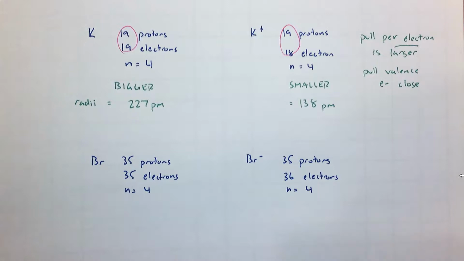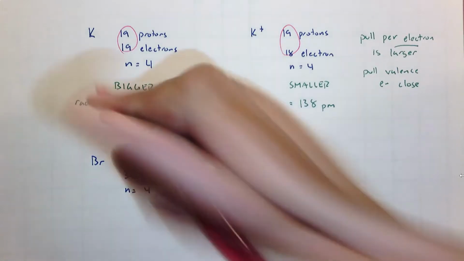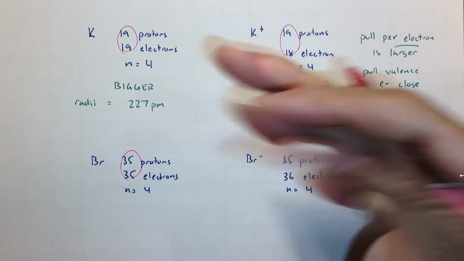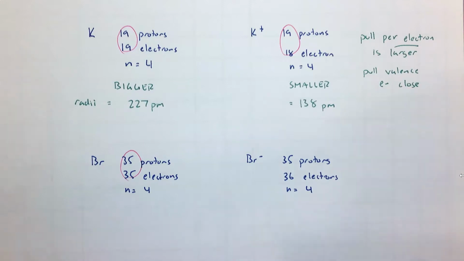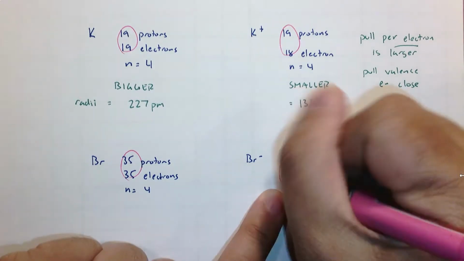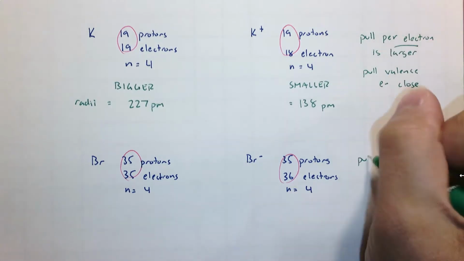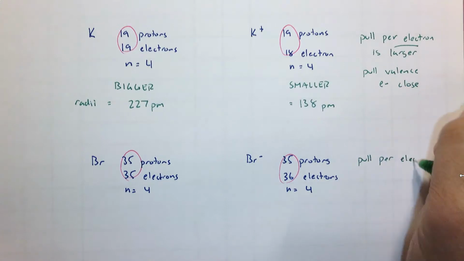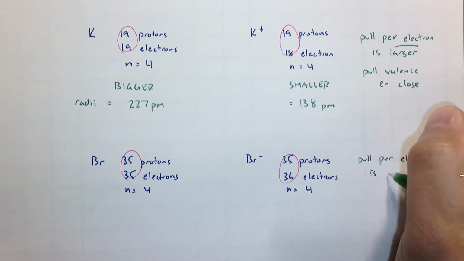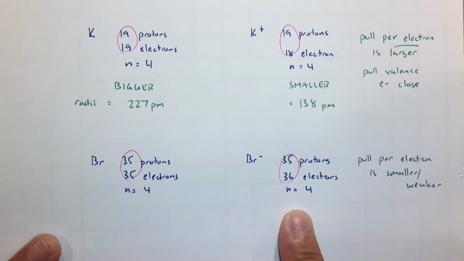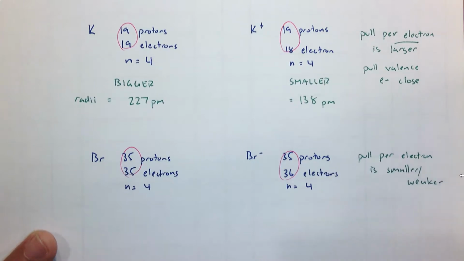Okie dokie. So how do we do the analysis here? Initially, you have 35 protons pulling 35 electrons, and then you have some known radii. When you add an electron, you see now the pull per electron is smaller because we have more electrons. Pull per electron is smaller, or you could even call it weaker. You would predict that this is bigger, okay? Because we added an electron, but we didn't add another proton to balance it out.